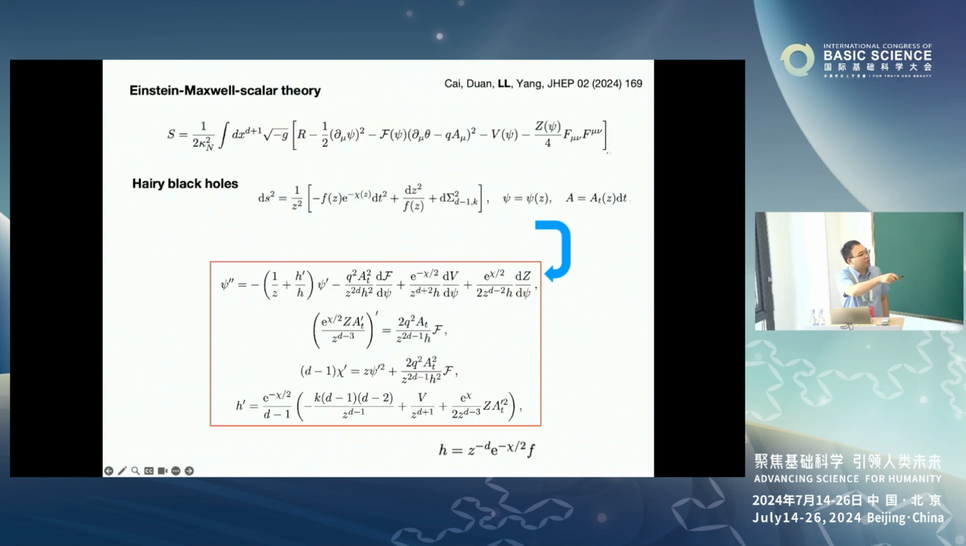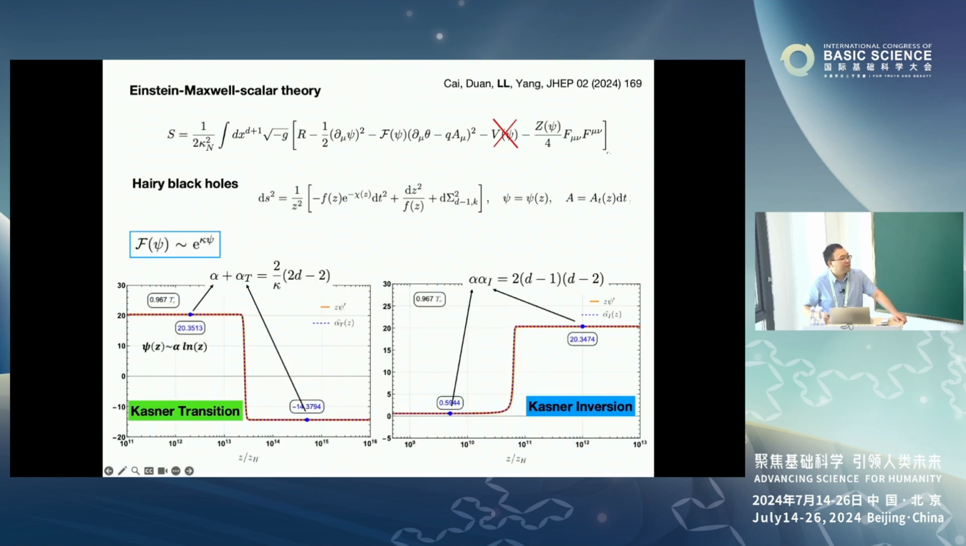Okay, let's go back to the Einstein-Maxwell scalar theory. This is an even more general case. It depends on the coupling F, the potential V, and the coupling Z. This is the most general case for the Einstein-Maxwell scalar theory. And this is a hairy black hole, and this is the equation of motion. It's even more complicated. Okay?